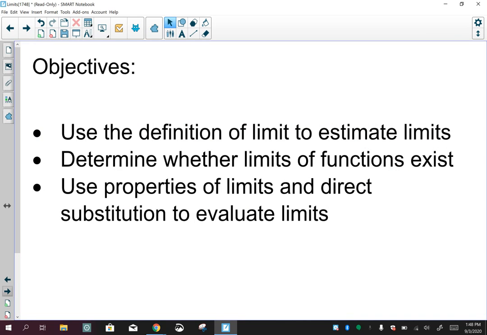We're going to cover a lot of things, but these are the main objectives of this entire lesson. For those of you who are doing this remotely, you're going to see this broken down, that way you can just click on a specific link if you need to replay just a specific part of it. So we're going to use the definition of a limit to estimate limits. We're going to determine whether or not limits actually exist. Then we're going to look at a bunch of properties; I believe with limits there are 9 properties total. And then we're going to look at direct substitution so we can evaluate these.